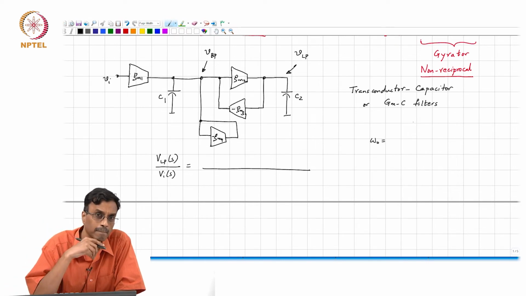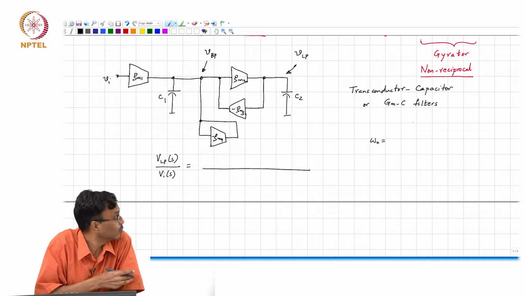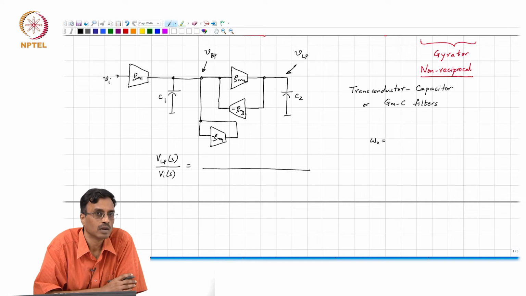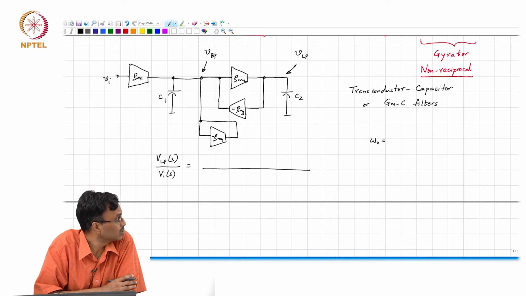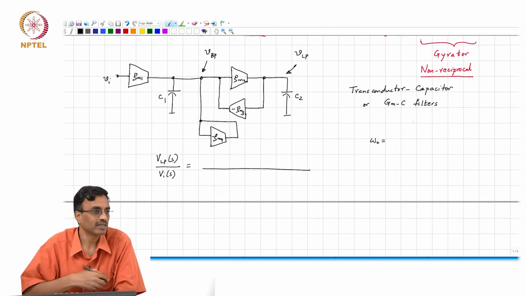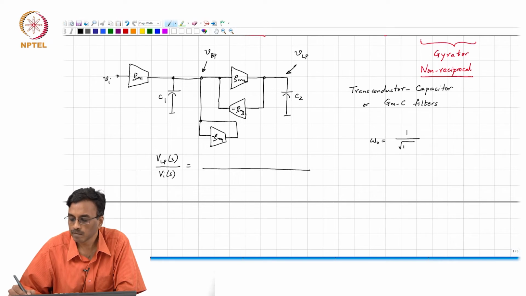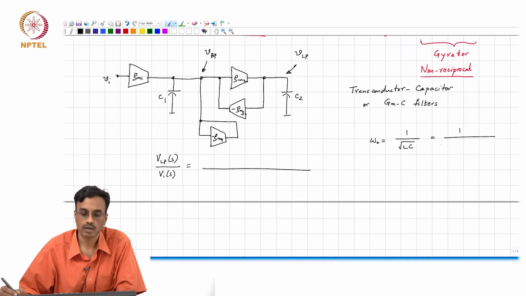GM? What GM? There's GM1, GM2, GM3, GM4. Which GM? Square root GM2, GM3 by square root C1, C2. Why does that make sense? Remember that omega naught is 1 by square root LC, correct? And what is L? What is the inductance that's emulated?